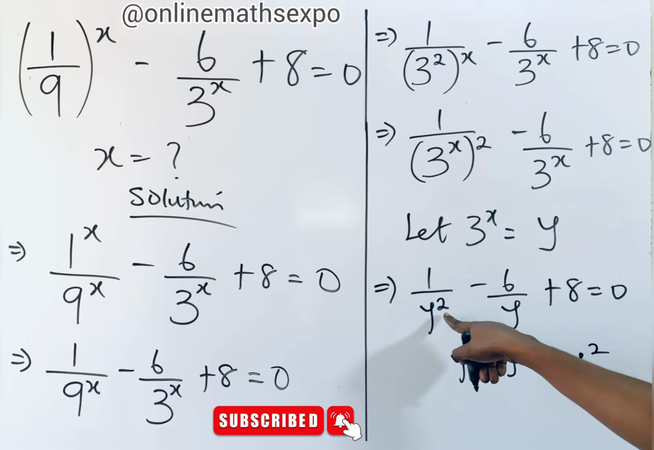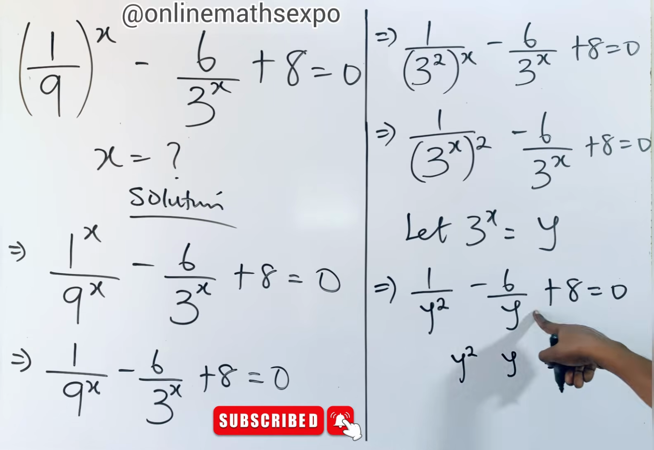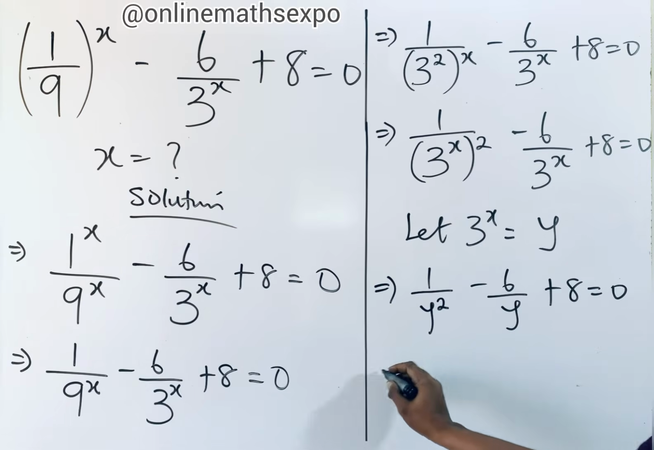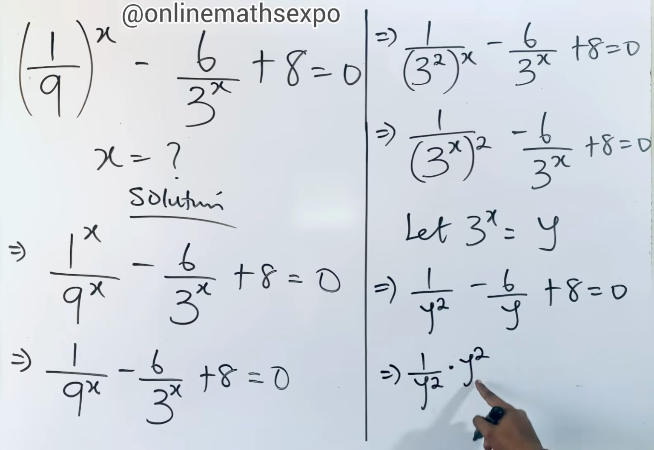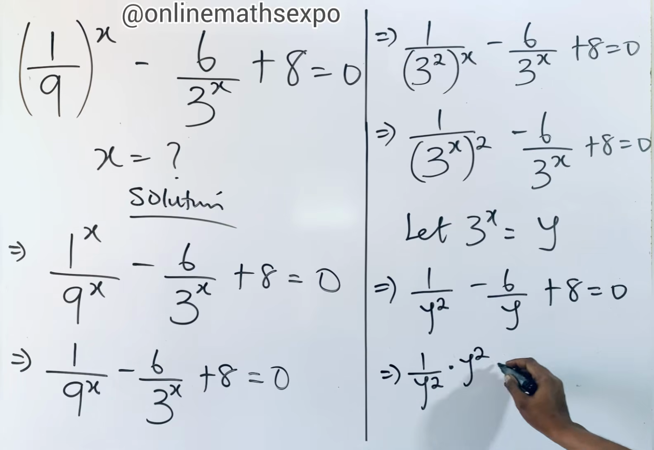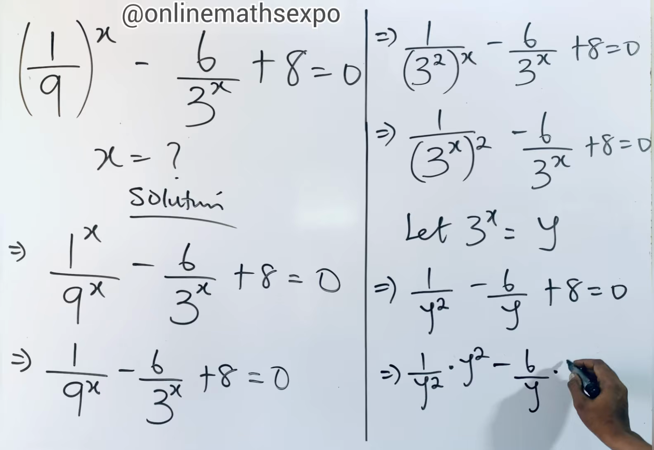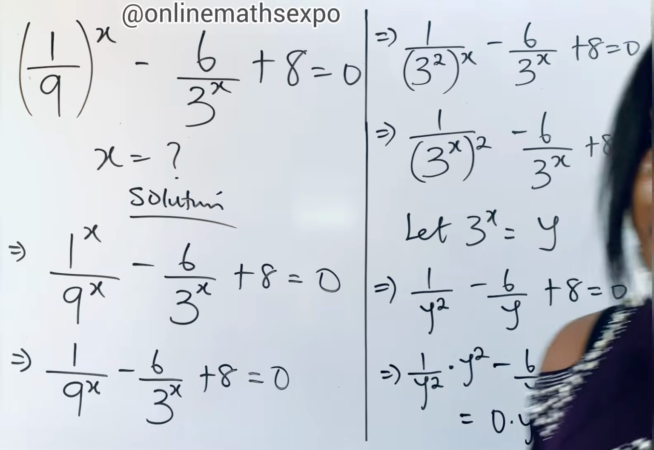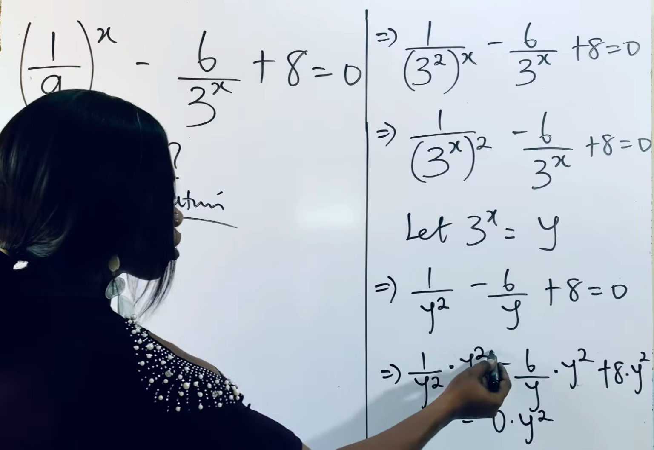So we're going to multiply each of these by the LCM, which is y squared. And to do that, we are going to have 1 divided by y squared multiplied by y squared, just to clear the fraction, minus 6 divided by y multiplied by y squared, then plus 8 multiplied by y squared. You also multiply the right side by y squared so that the equation will be balanced. If you simplify more, you see that this will cancel this.